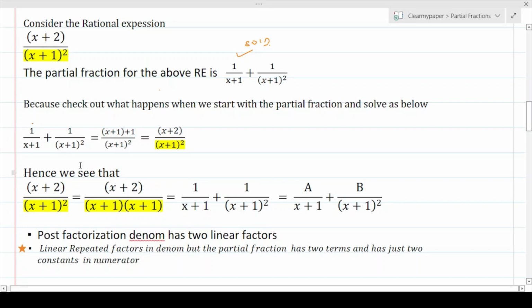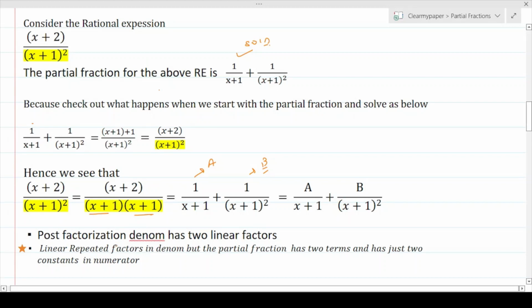And the partial fraction for this, since we have proved from here, we get this 2. If you see this 2, we are taking it here. And then I can substitute the constants a and b here. This is a and this is b. And what do we observe? Again, post factorization, if I factorize the given expression, the denominator has got two linear factors, and that makes this the type 2 linear repeated problem.